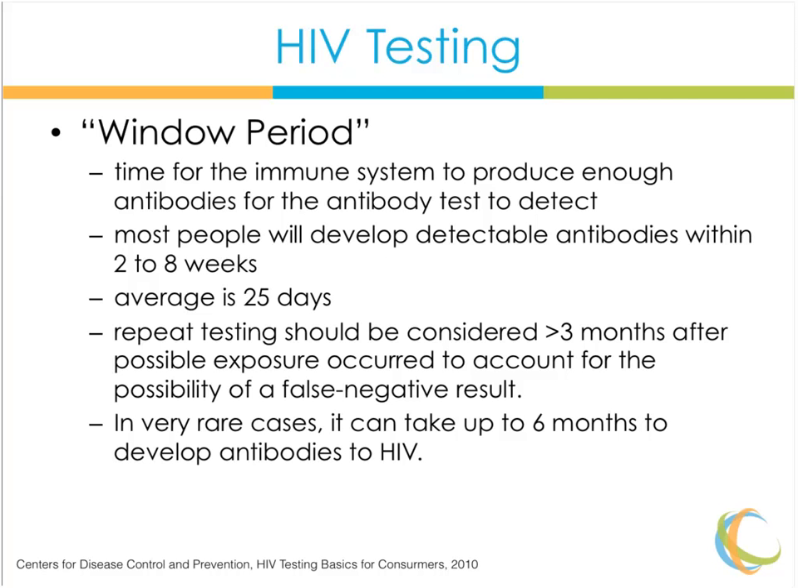In very rare cases, it can take up to 6 months to develop the antibodies, but for the most part, 97% of persons will develop antibodies within the first 3 months following their infection. But again, we do want to educate our patients when we're doing HIV testing about these window periods so that they know if they had an exposure in September, it's possible that they could still have a positive test result or a false negative test result all the way out to 3 months after, although highly unlikely.